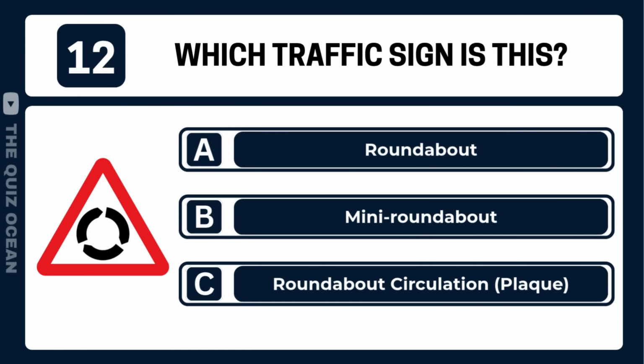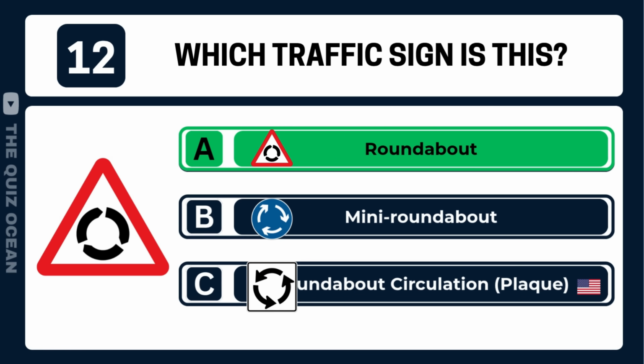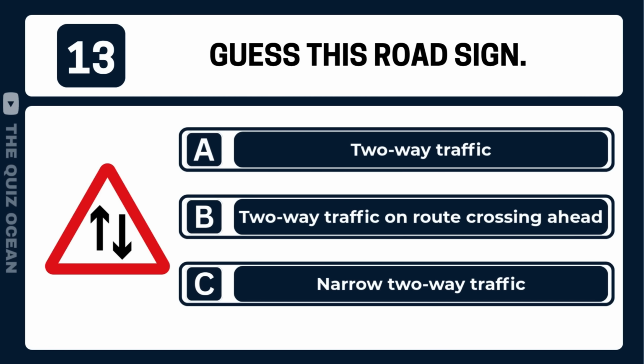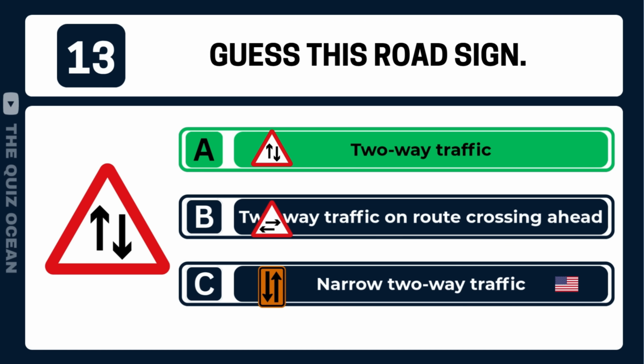Which traffic sign is this? Excellent. That is the roundabout sign. Guess this road sign. Perfect. It is the two-way traffic sign.